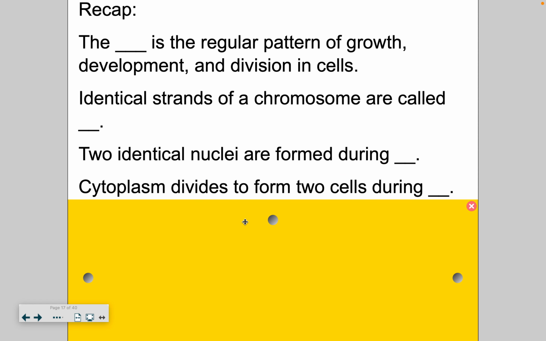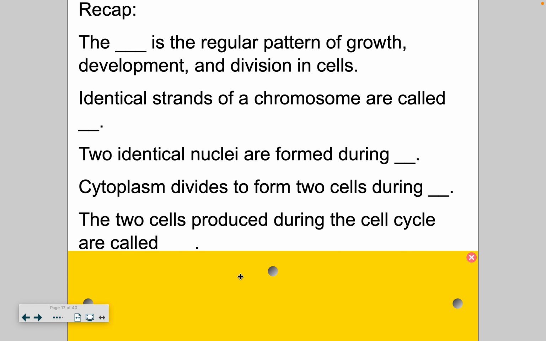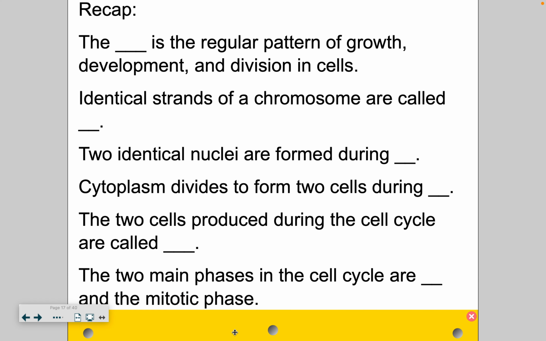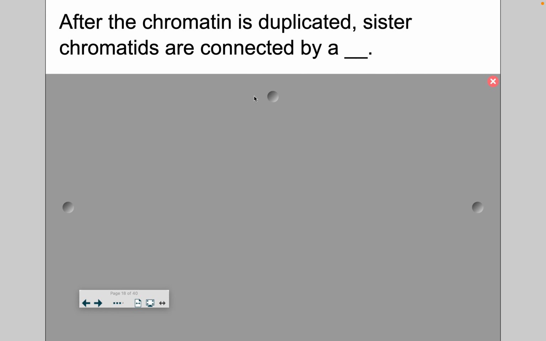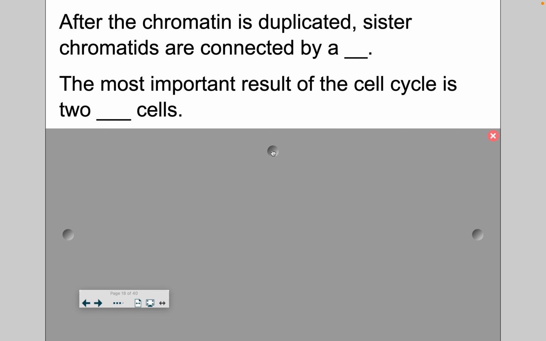Cytoplasm divides to form two cells during cytokinesis. Two cells produced during the cell cycle are called daughter cells. The two main phases in the cell cycle are interphase and the mitotic phase. After the chromatin is duplicated, sister chromatids are connected by a centromere. The most important result of the cell cycle is two daughter cells, or identical cells.